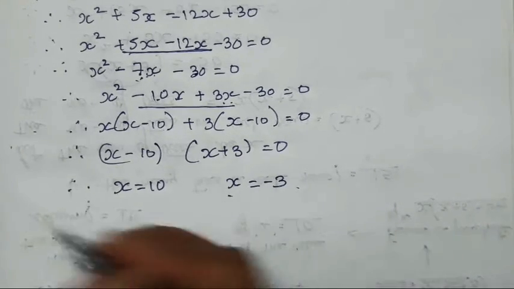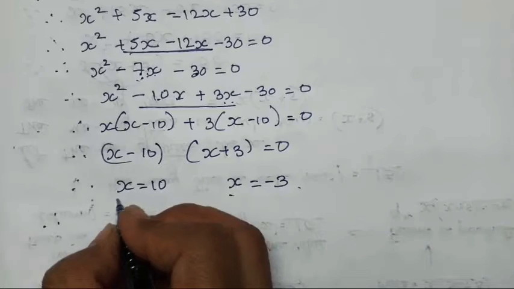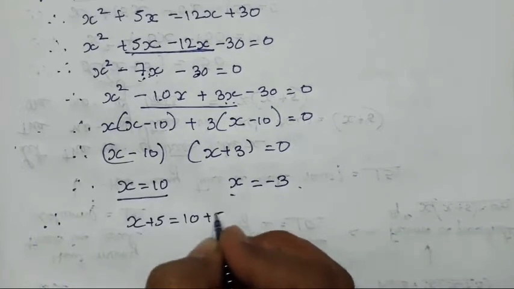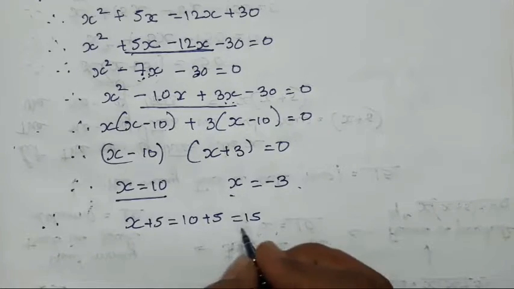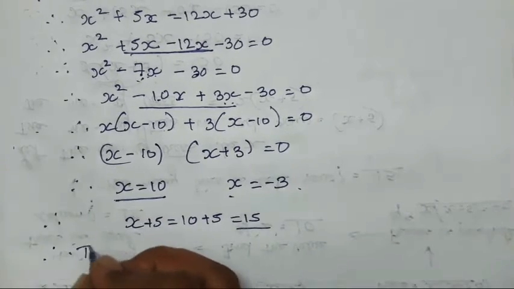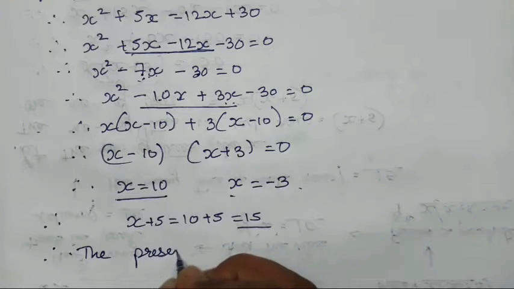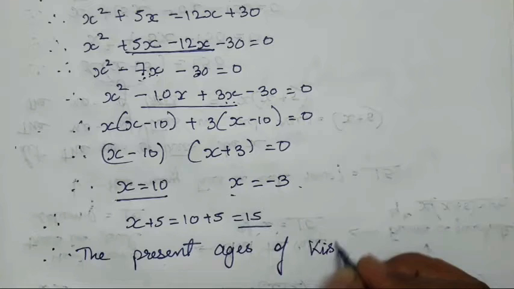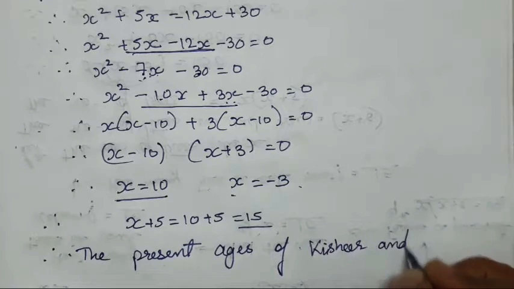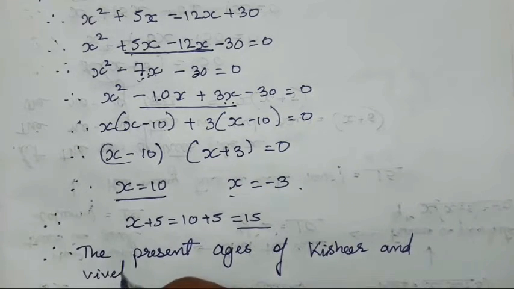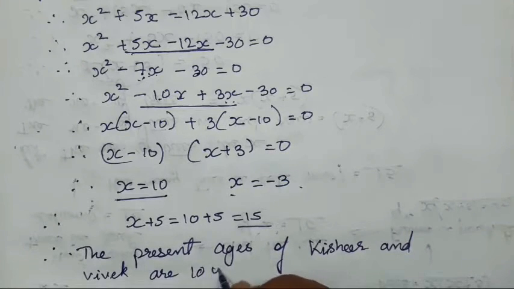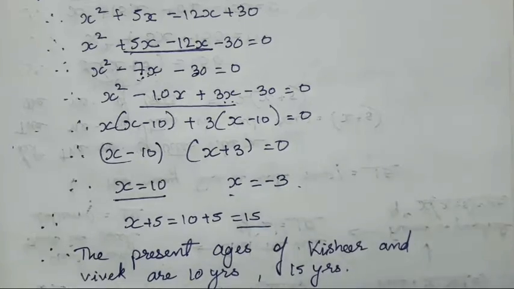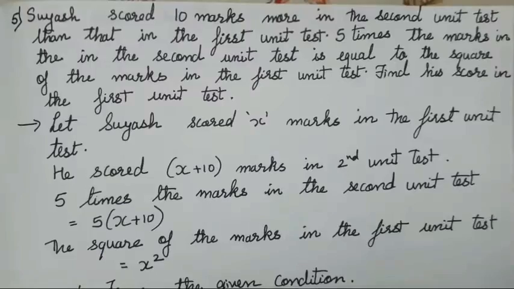Now as I said, minus answer cannot be considered. Therefore x is supposed to be 10 and x plus 5 will be 10 plus 5, which is supposed to be 15. So these are the two answers. The present ages of Kishore and Vivek are 10 years and 15 years respectively. Now let's move on to the next question.